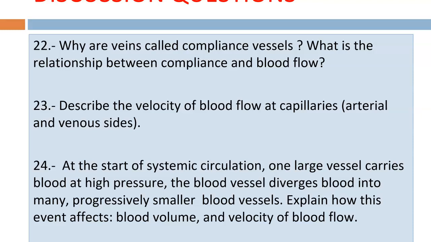And we talked about what happens at the beginning of circulation when we have one blood vessel that branches into many smaller ones, and that is going to affect blood volume and blood flow, because we're going to have less blood circulating into smaller vessels, which is going to slow down the flow of blood and the velocity of the flow of blood.